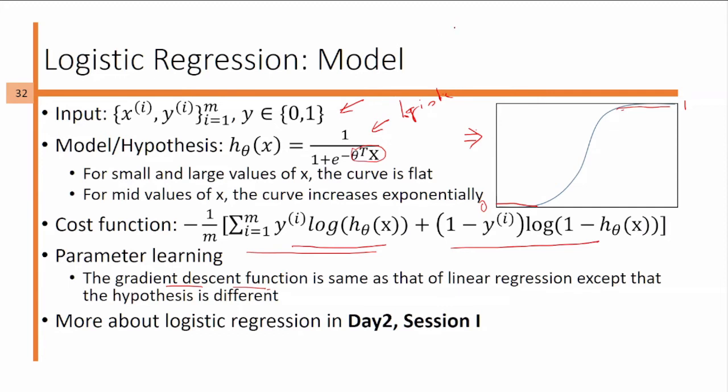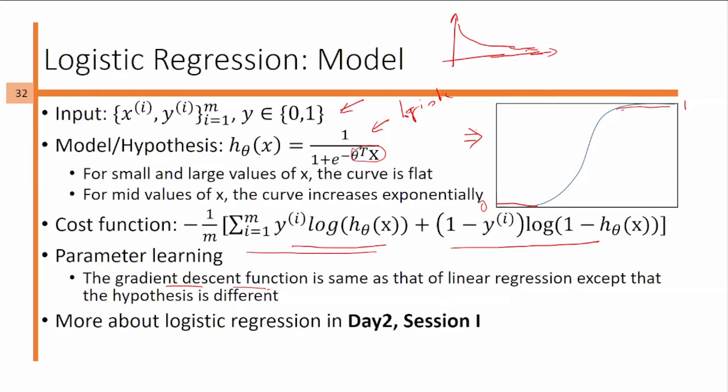So if you draw the plot for this yi, the plot will be something like this. So this side is the cost function, and this is your theta transpose x, the hypothesis.